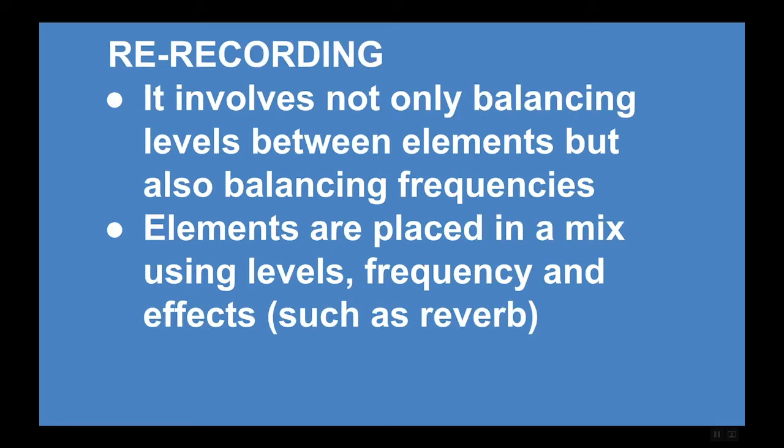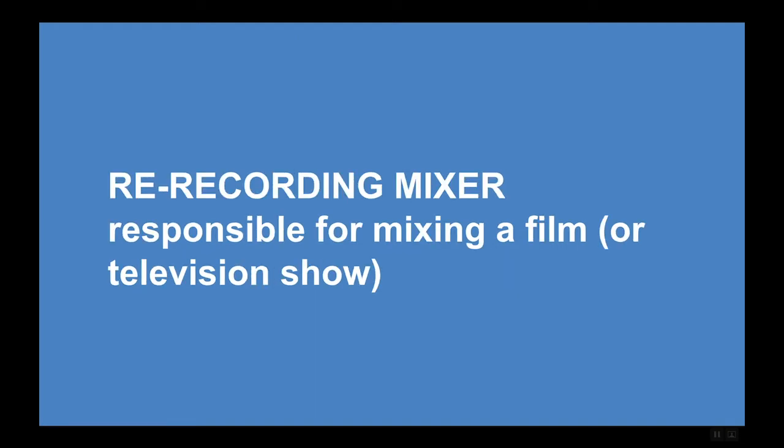The process involves not just mixing the levels, but also mixing the frequencies. So equalization becomes an important factor in making sure that all the elements are sitting nicely in a mix. So levels, frequency, and effects, so reverb and delays and other effects are used to arrive at the overall soundtrack to the film. The person doing the mix is called the re-recording mixer.